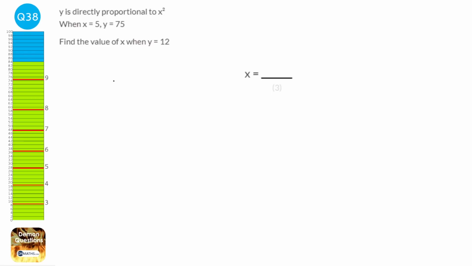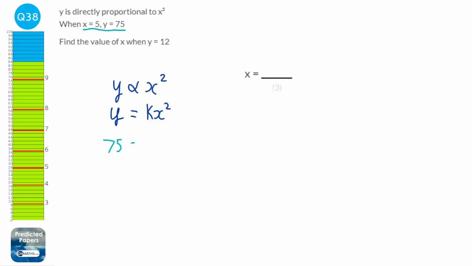So we're told that y is proportional to x squared. And the first thing I'm going to do is replace that proportionality sign with an equals. And to do that, I've got to times the right hand side by k. So we get y equals kx squared. Then I'm going to replace the x and the y for the values given to find out what k is. So y is 75 when x is 5.